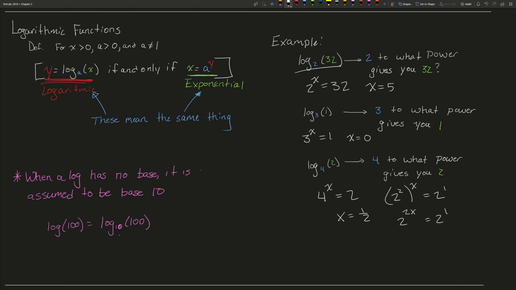And again, because we have the same base on each side, they cancel. So 2x will equal 1, and x will equal 1/2. These are the same. These are different ways to do the same thing.